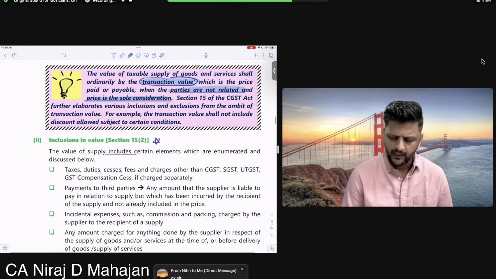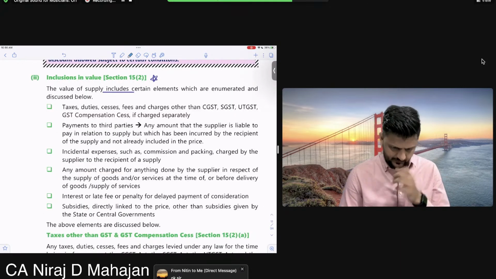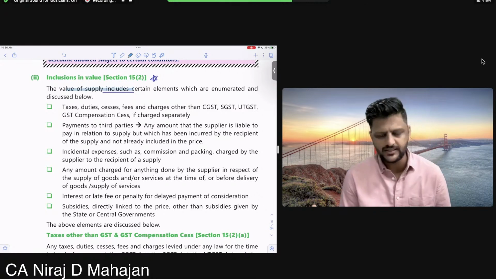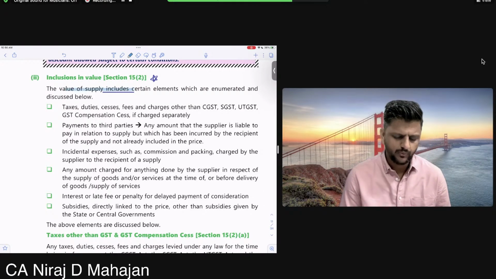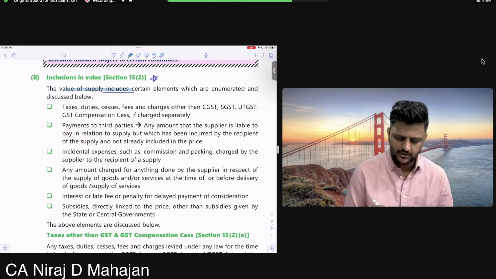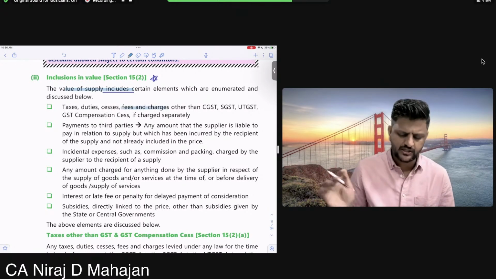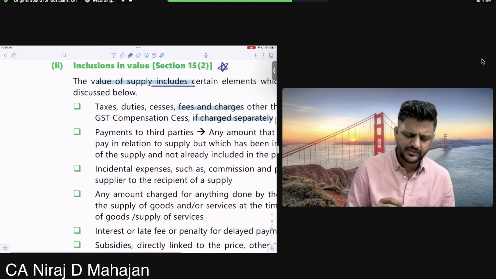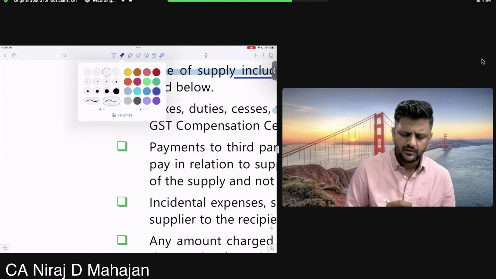Check. The value of supply includes certain elements which are given below. Pay attention. Taxes, duties, cesses, fees, charges, other than GST, if charged separately. Let me give an example.